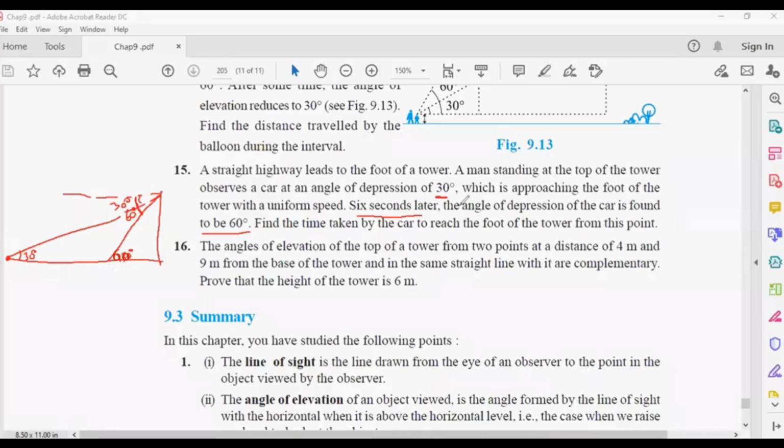Here the speed is uniform, and the distance is not given, but the time taken to travel this distance is given, that is 6 seconds. You know the relation between time, speed, and distance, so apply that. I think from these two right triangles, you can find the time to travel the next distance, that is this small distance. That's what is asked in the question.